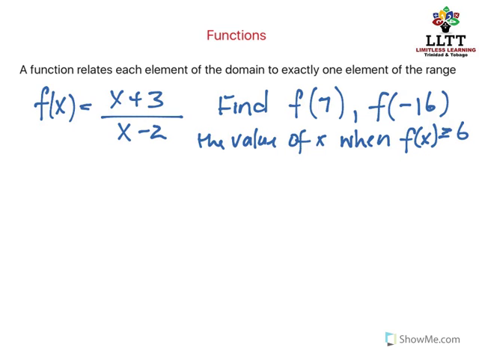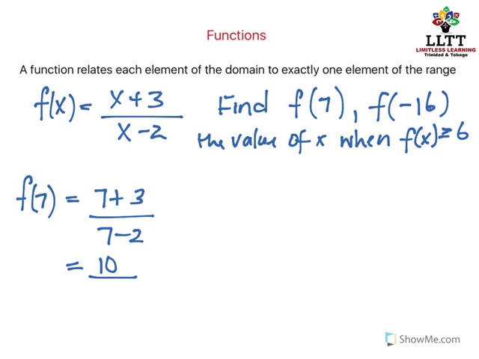Okay, so let's start with the first one, and that is finding f of 7. So basically, I'm going to replace 7 anywhere that I see x in my function. So f of 7 is going to be equal to 7 plus 3 divided by 7 minus 2. 7 plus 3 is going to be 10. 7 minus 2 is going to be 5. 10 divided by 5 is 2. So f of 7 equals 2. Fantastic.